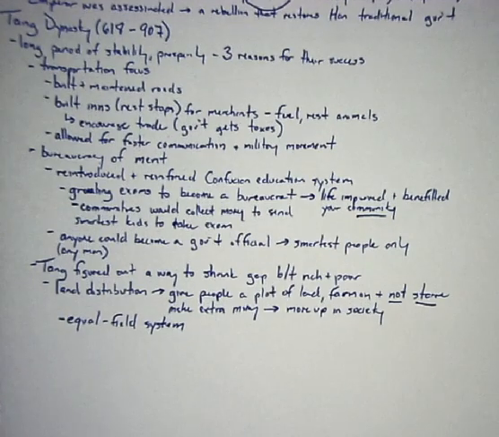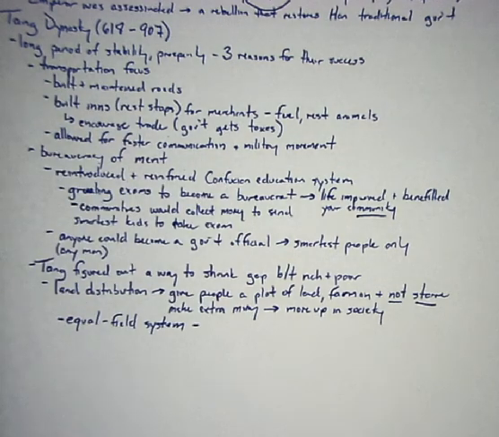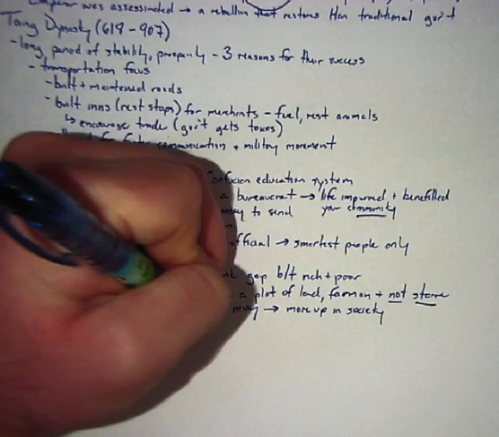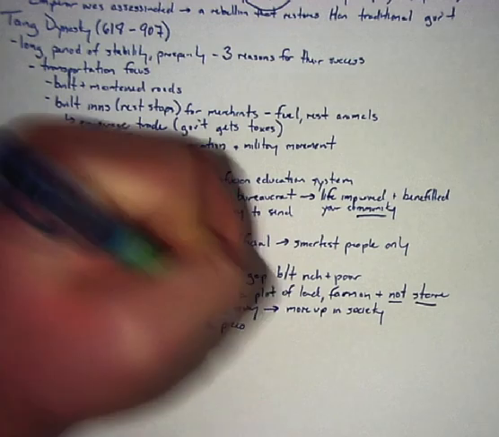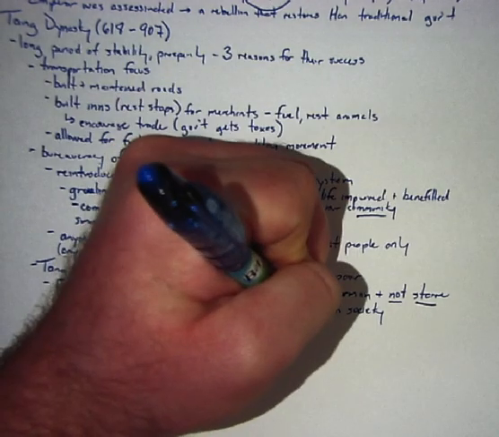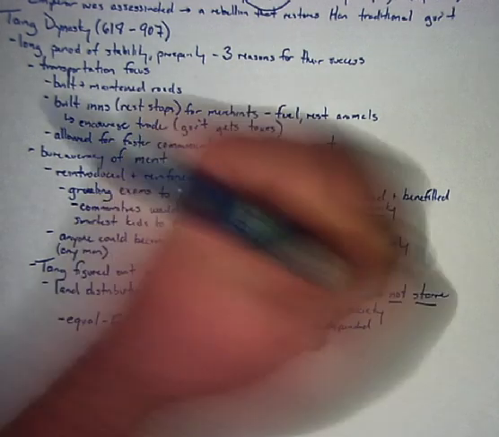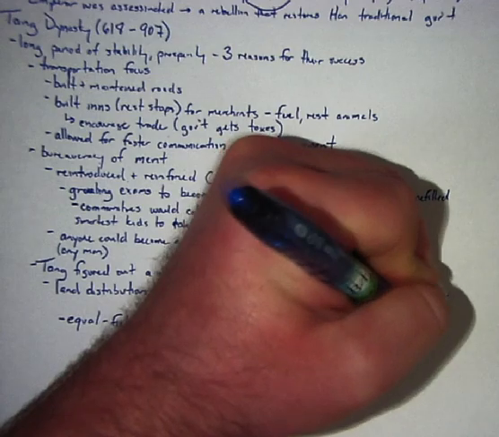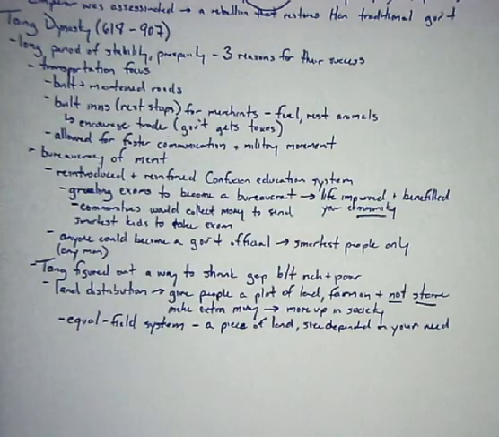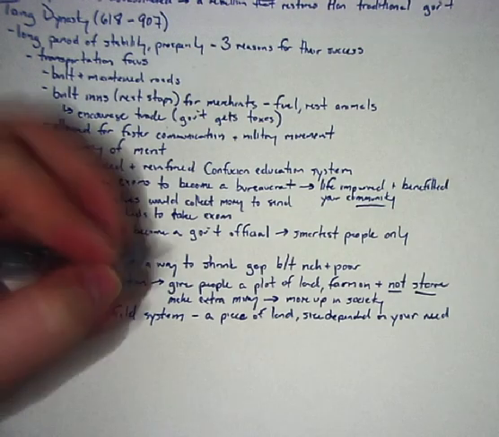It's called the equal field system. And you were given a piece of land, the size depended on your need. So if you had a really big family, you'd get a little bit bigger pieces of land. If you had a smaller family, you would have a smaller piece of land.